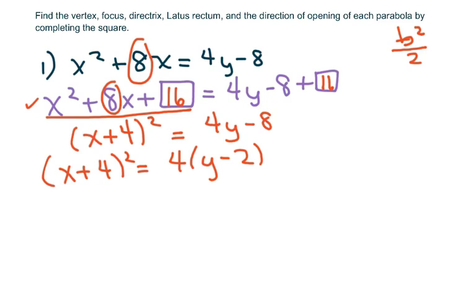Now, your vertex is your (h, k), and we already went over those formulas. So my h goes with the x, so that's negative 4. And my k is 2.